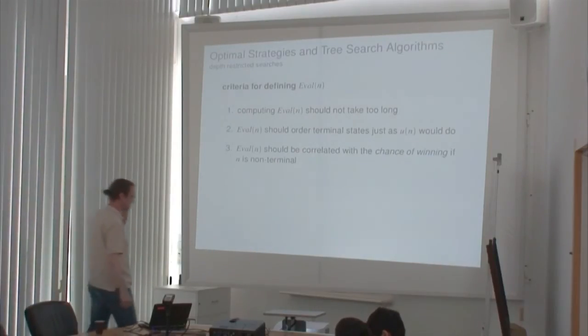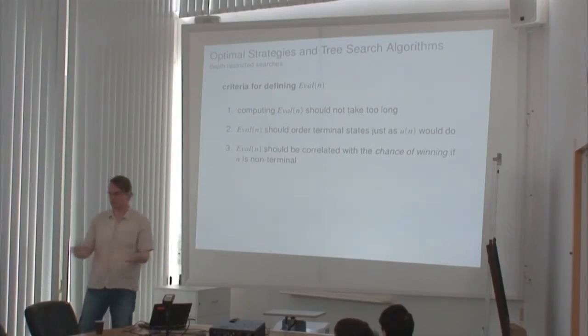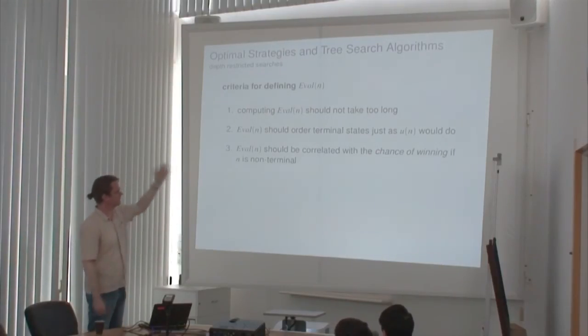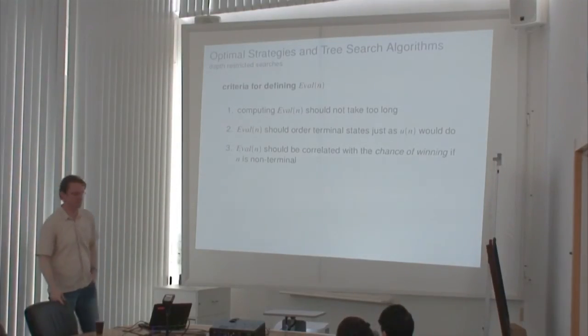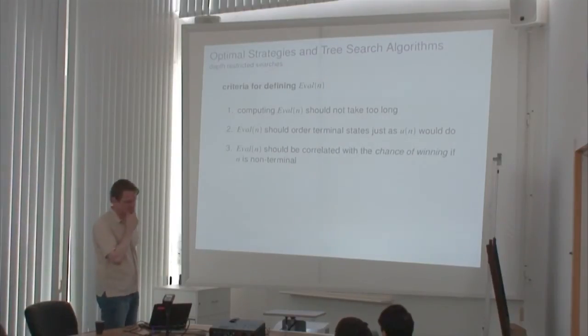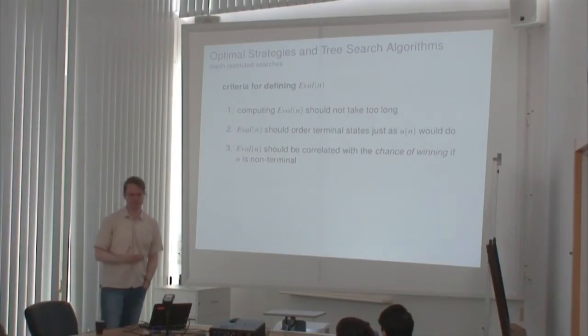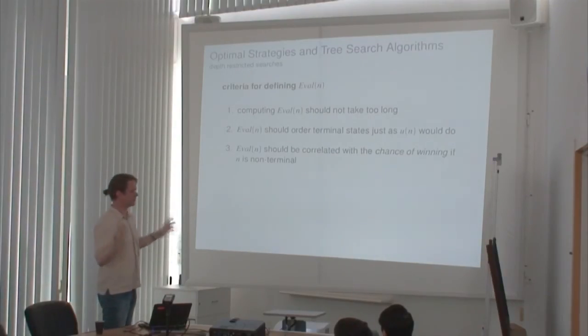It should preserve the order of the utility values in leaf nodes, right? So that should be preserved, and the evaluation should reflect that. And it should be correlated with the chance of winning, right? So if a state would actually in the end lead to a win, but the evaluation function would predict the opposite, then it's not a good evaluation function. These are extremely rough guidelines, and I'm very sorry that I can't make it more precise than that.